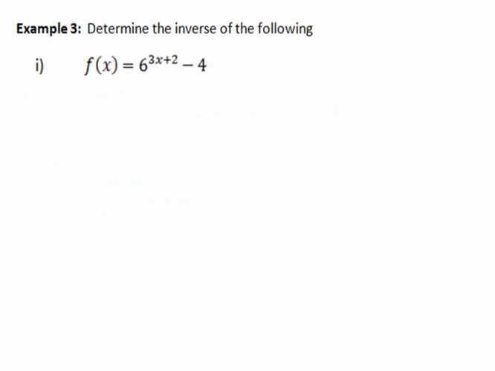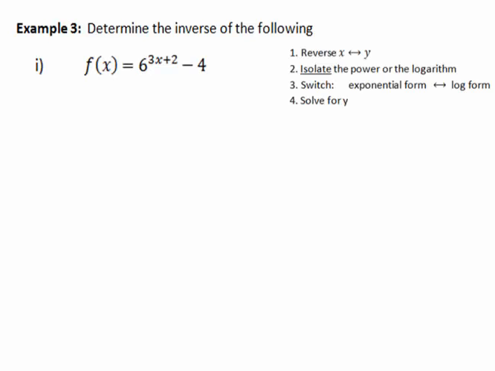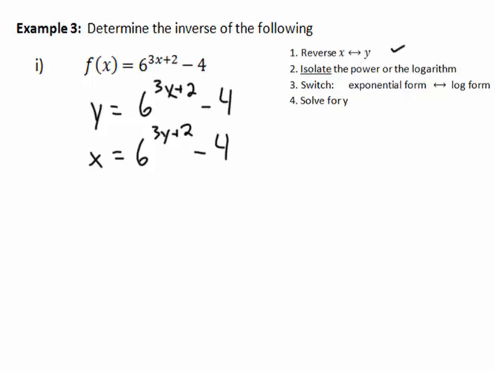So let's put that all together, and we're going to determine the inverse of this exponential function. Let's bring up our steps here, and we can use these values. So the first thing we want to do in this particular question, well, we don't have y and x, so we're just going to take our f of x and change it to y, keeping everything else the same, just like so. Now let's reverse x and y. X over here, we'll get 6 to the 3y plus 2 minus 4. That takes care of our first step.